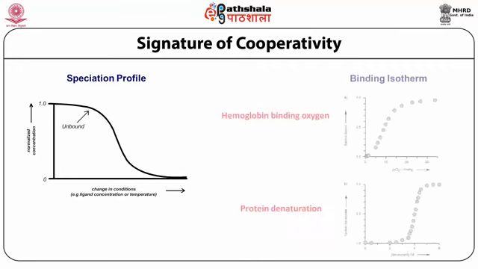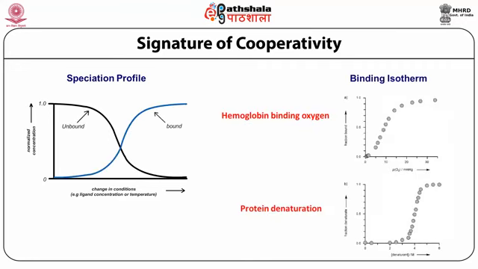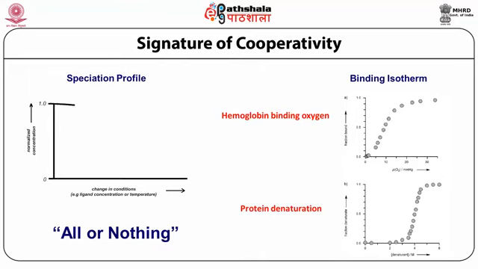When we look at the binding isotherm of hemoglobin binding oxygen, where we vary the pressure of oxygen and plot the fraction of oxygen bound to hemoglobin, we see a sigmoidal curve, and the transition is very sharp. Even in protein denaturation, when we change the concentration of a denaturant, we see similar sharp transition behavior. So we can conclude that the main signature of cooperativity is all or nothing, meaning all the molecules are in the bound state or none of the molecules are in the bound state.